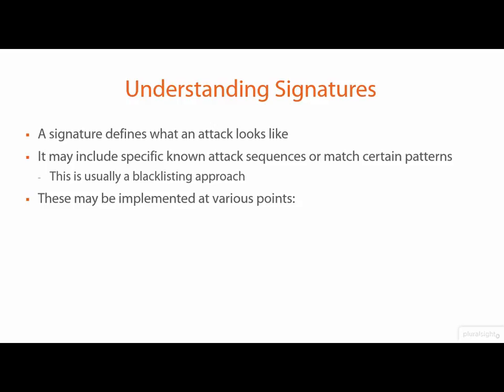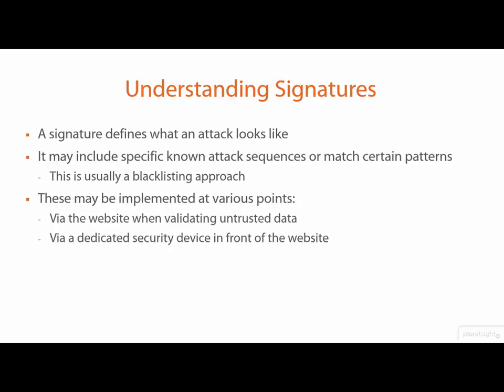Now these signatures are often implemented at various points of the application. So as we saw in the last module, they may be implemented when the website is actually validating the untrusted data. So that's built by the developer and it's in code. But as we also saw in the last module, there could be something like an IDS or a WAF in front of the website, a dedicated security appliance. So it can be something much more sophisticated and upstream of the web app.